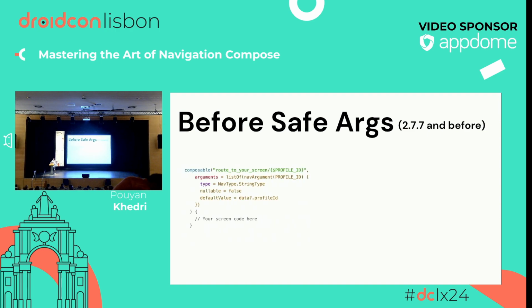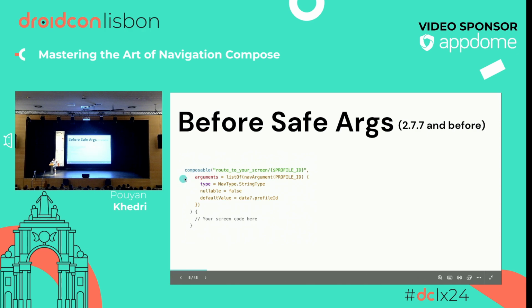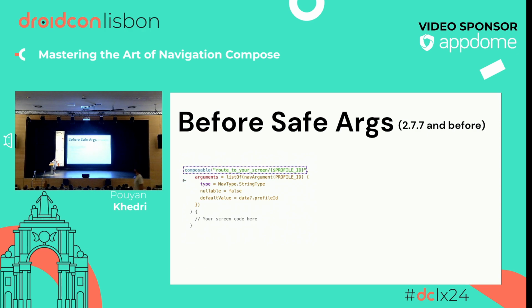In those versions, declaring composable nodes in our nav host was like this. So we specify a composable, we pass a string root, and specify the argument if we have any, and then specify the type of the arguments. Here it is string, it's not nullable, and there's a default value to it. You can leave it out if you don't want. And then the actual composable screen here. And how do we navigate? Using navController.navigate. Again, passing the same string root and also the argument.